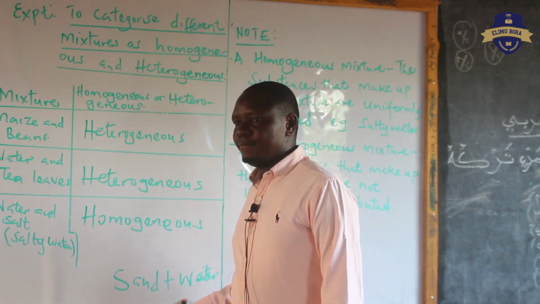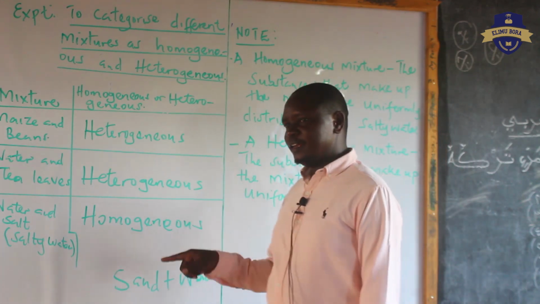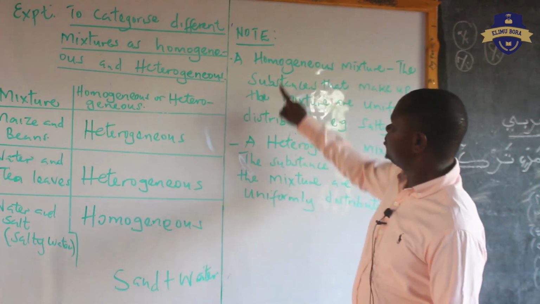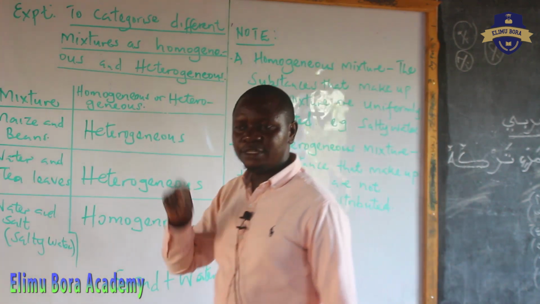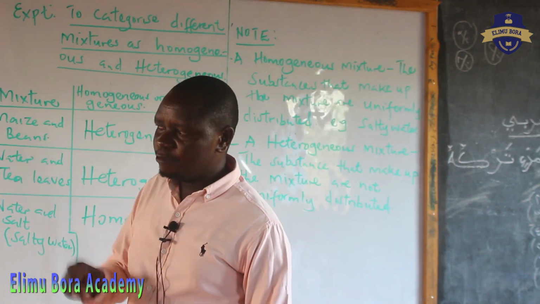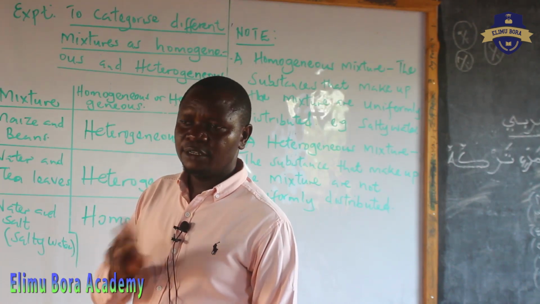Do we understand each other? So not all solids will dissolve in the liquid. Are we together? So for it to form a homogeneous mixture, it means that the solid should be what? Miscible. And the examples of miscible solids are what? Sugar, salt. Are we together?